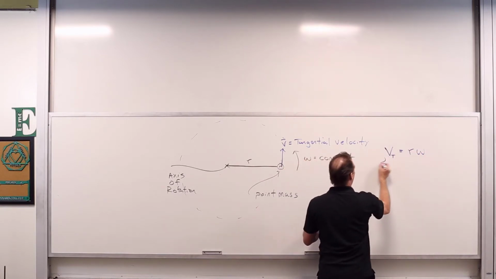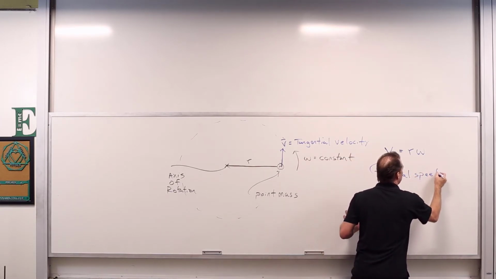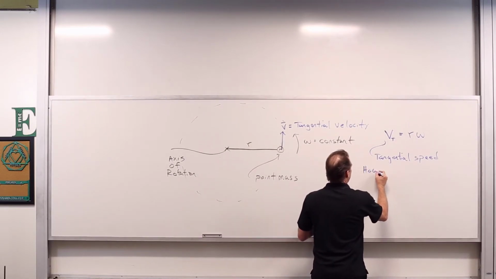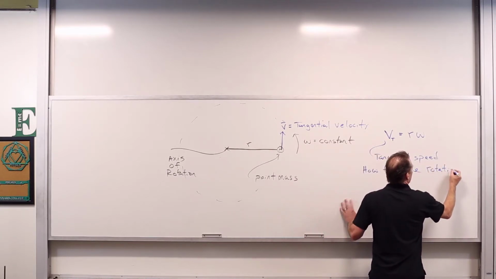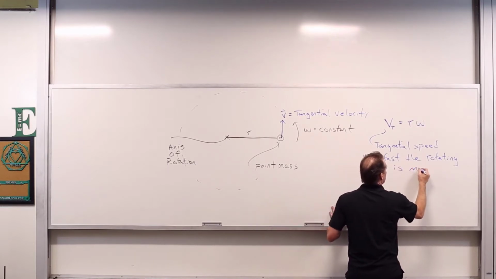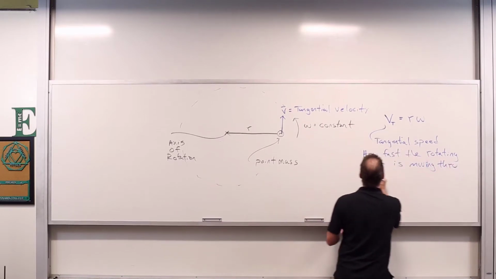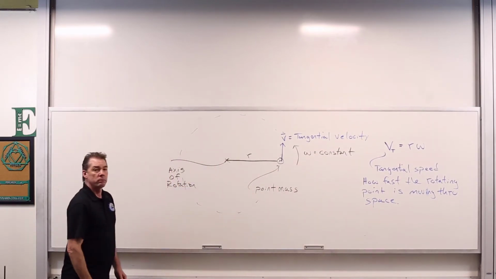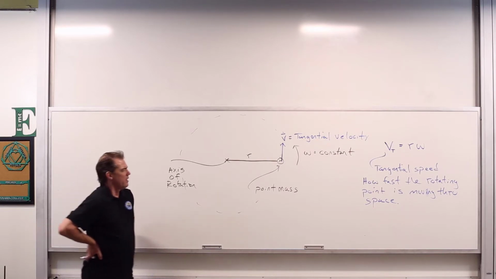So this is now tangential speed, which is just how fast it's moving through space. How fast the rotating point is moving through space. All right, so that's kind of that with respect to the tangential speed.